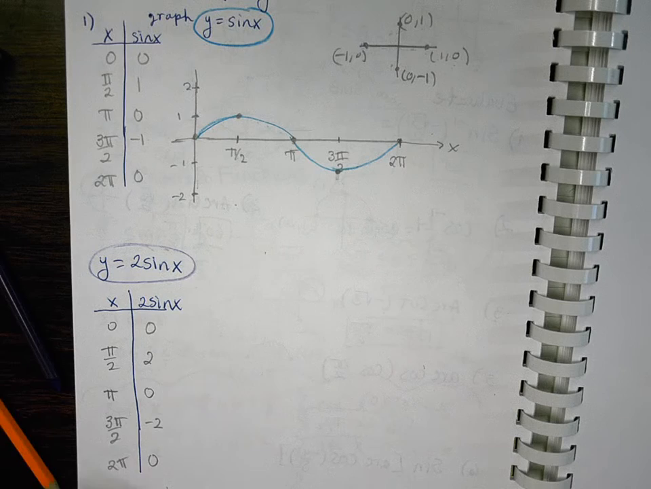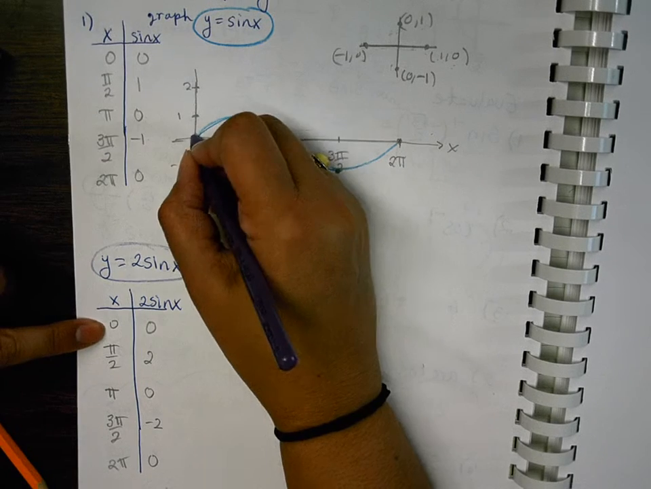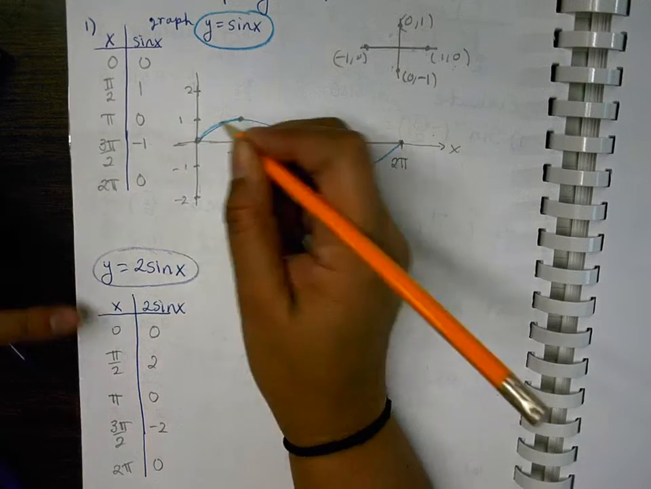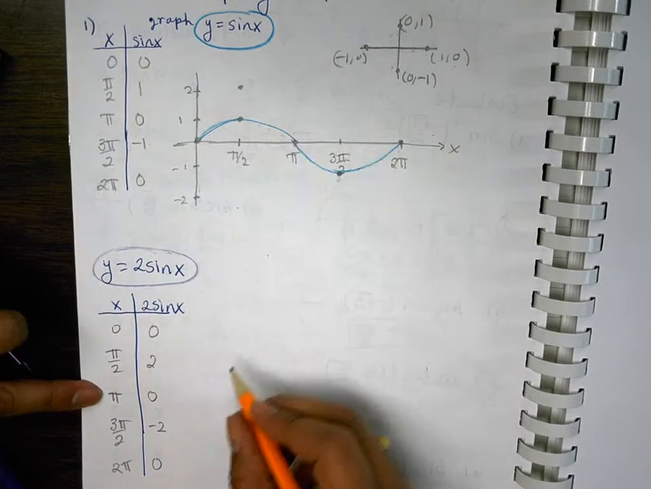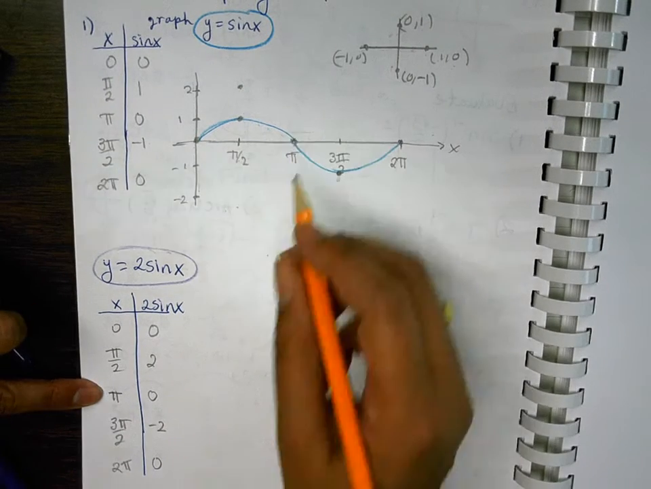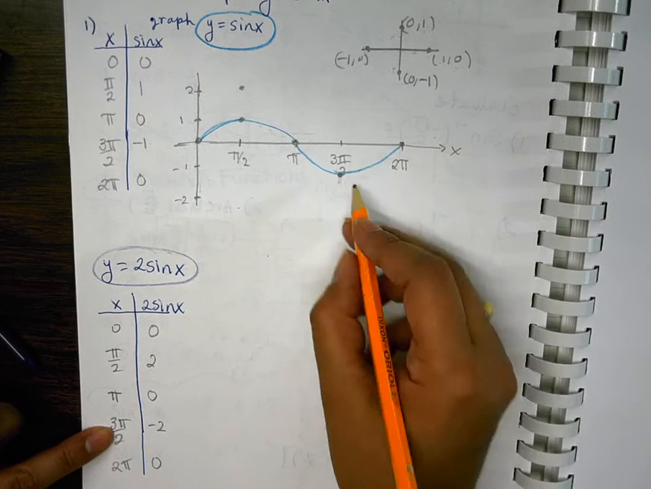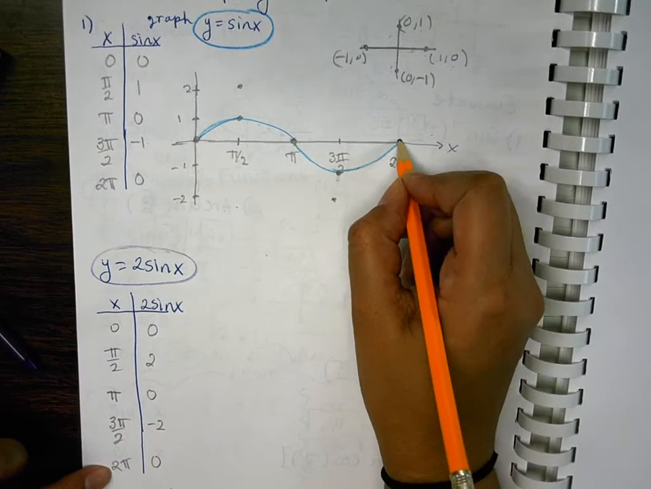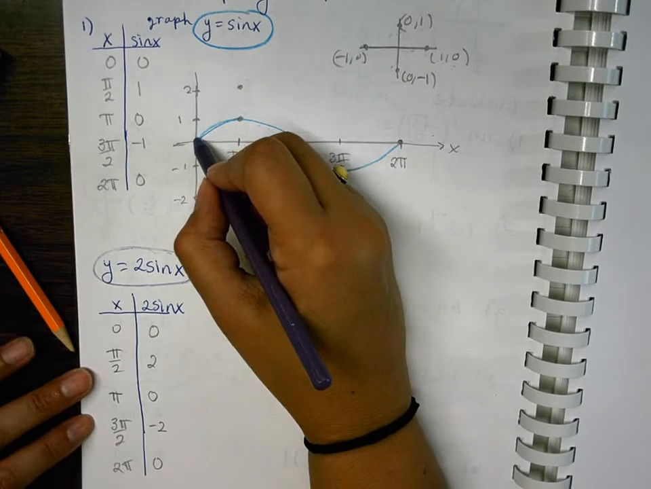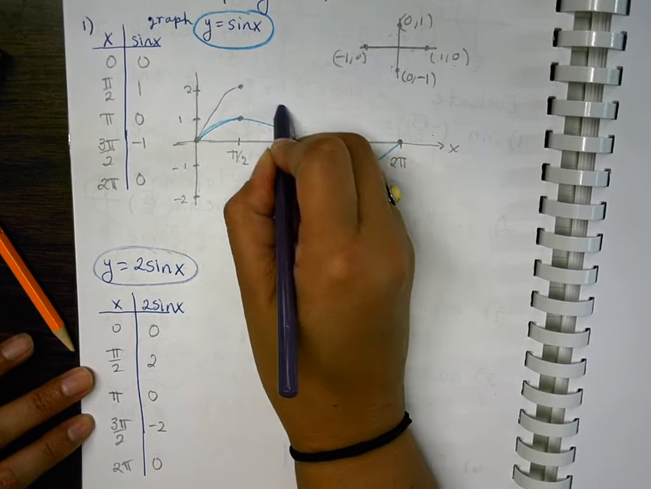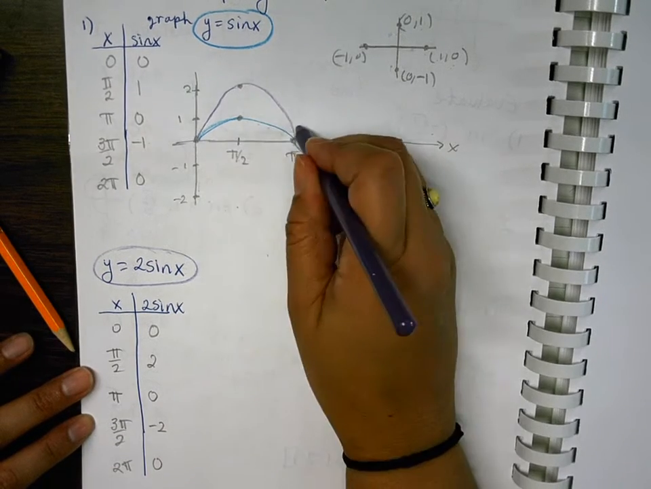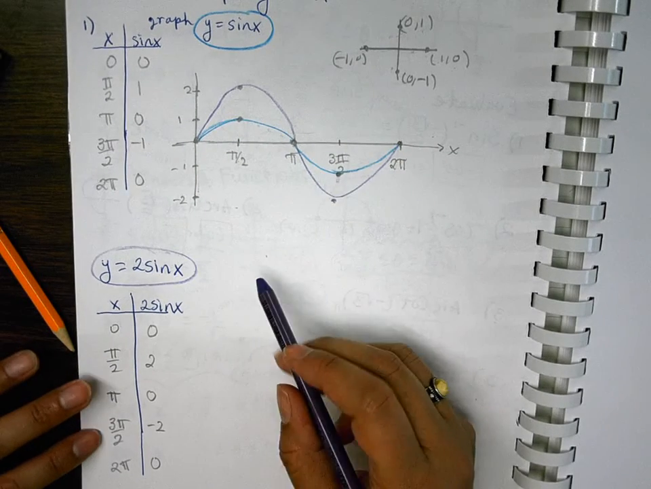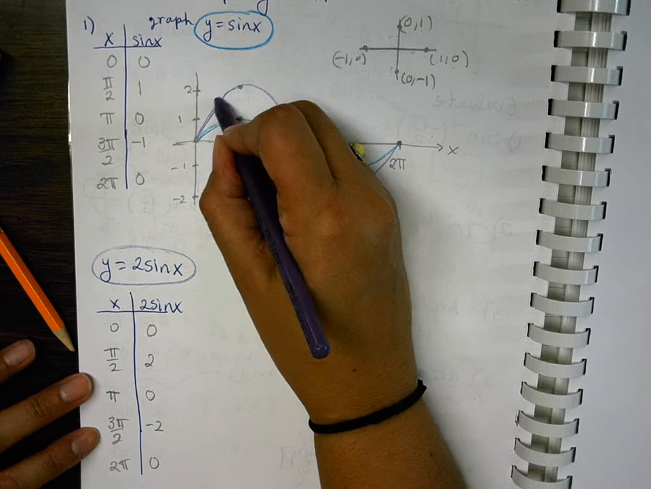Okay, so let's plot these points as well. 0, 0, pi over 2, 2, pi is back to 0, 3 pi over 2 is -2, and 2 pi is back to 0. So again, you have your hill and your valley, and it's nice and curvy. There's no straight lines or V shapes. Try to get it as curvy as you can.